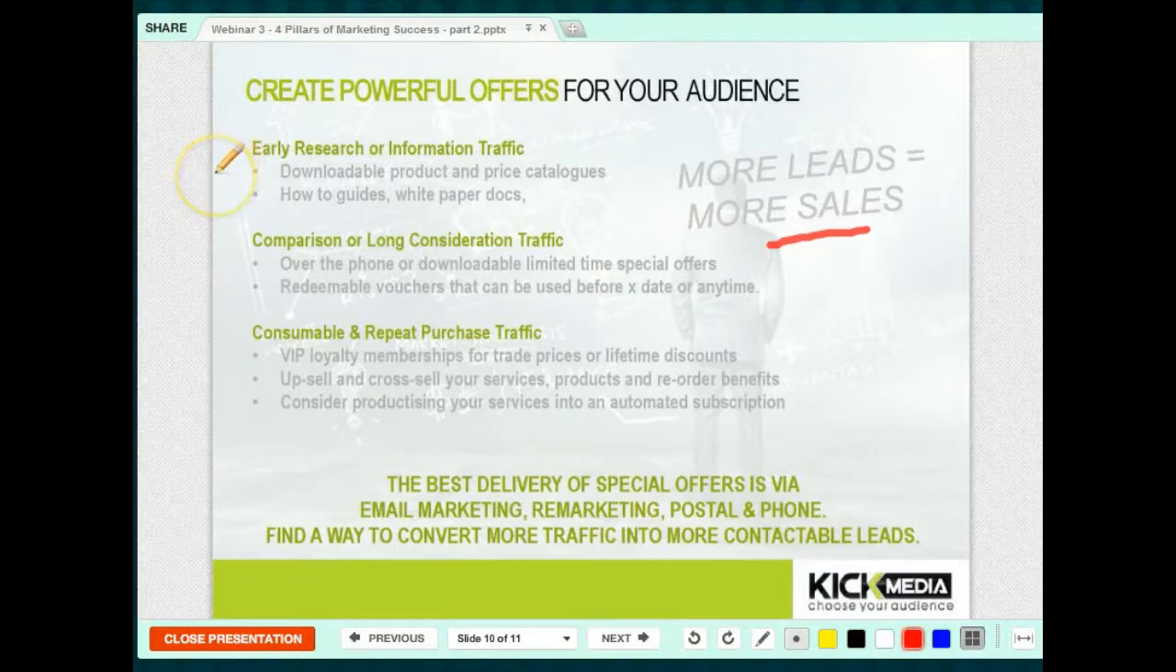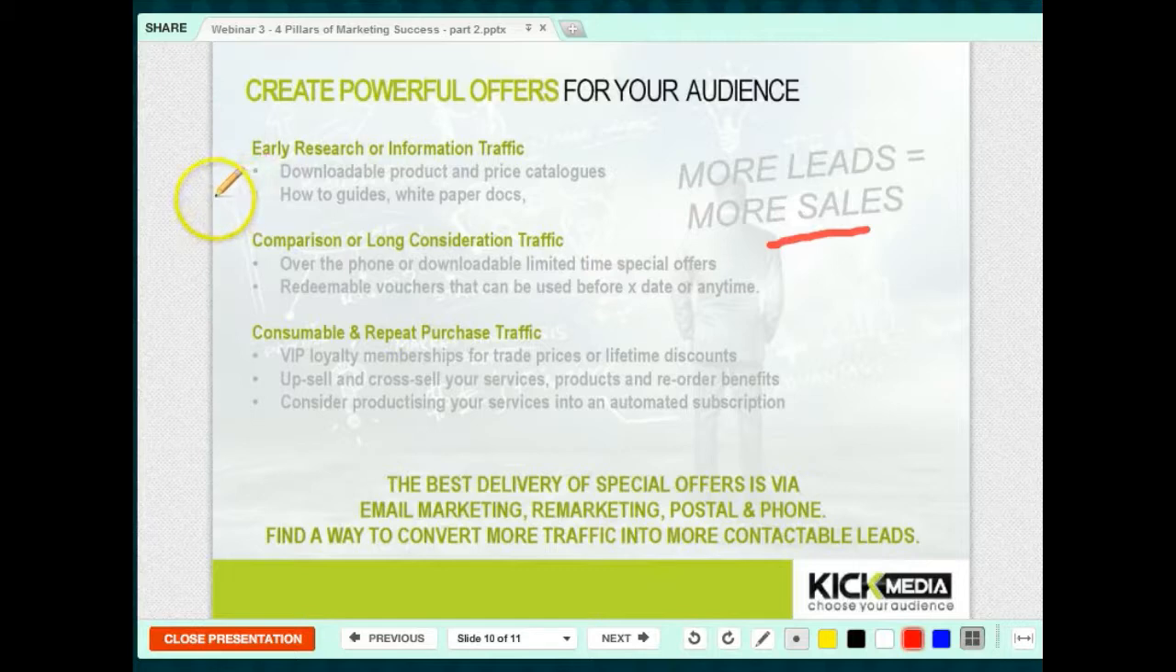So people that don't know what they want may be interested in your services potentially, but there's still a lot of questions they have. They don't know really what products they want. So you need to have something that helps them in that decision-making process in the early research phases. How-to guides, more so for the information traffic, white paper documents. It is a push marketing strategy.